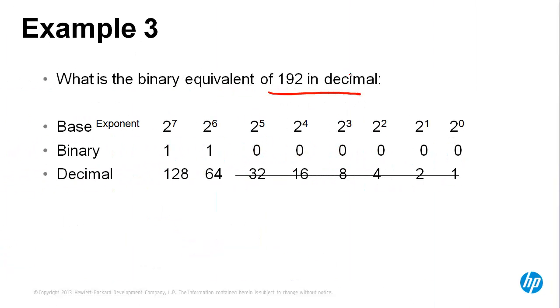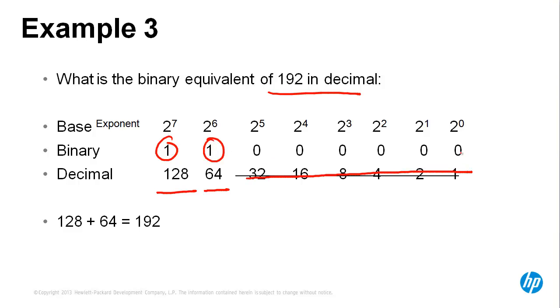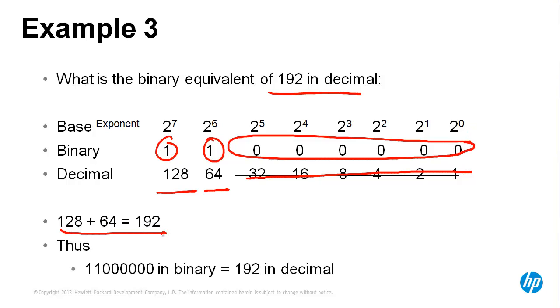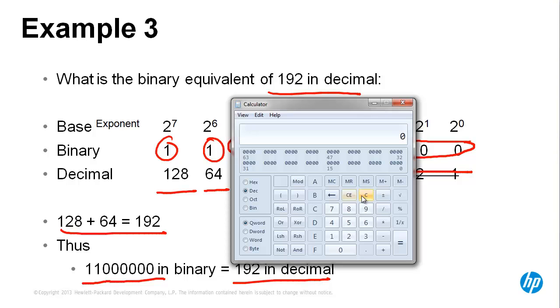In this example, what is the equivalent of 192 in decimal? So using our table, 192 is equivalent to 128 plus 64, which implies that the first bit is on, the second bit is on, and the remaining bits are set to 0. 128 plus 64 equals 192, thus 11 followed by 6 binary zeros is equal to 192 in decimal. Windows calculator once again, 192 in decimal equals 11 followed by 6 zeros in binary.